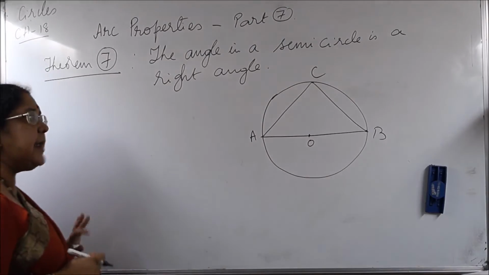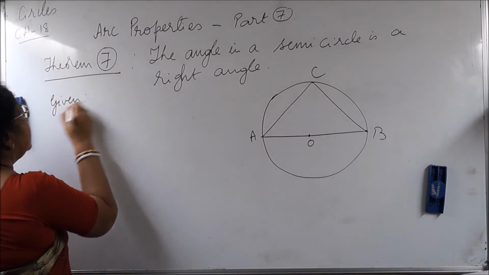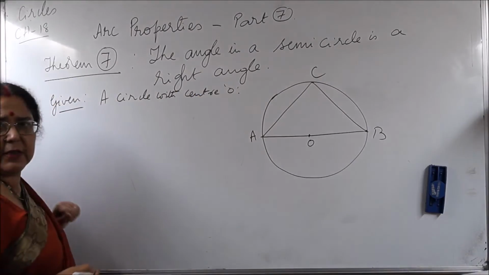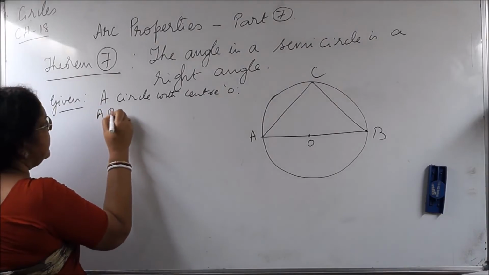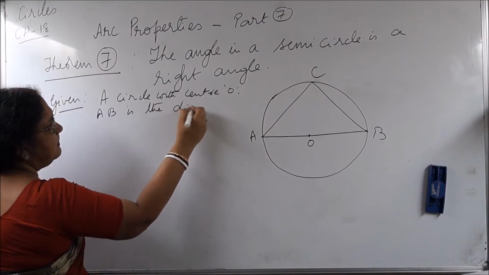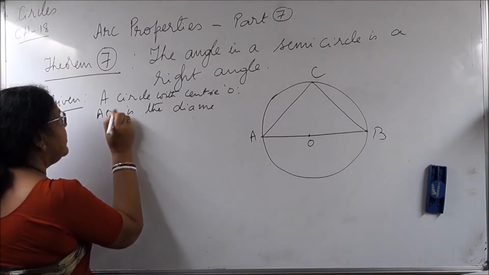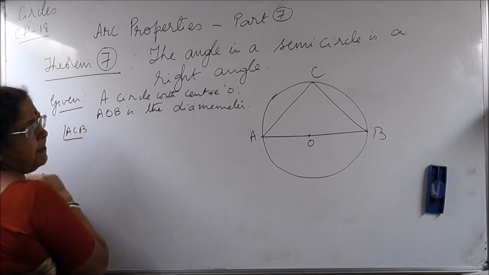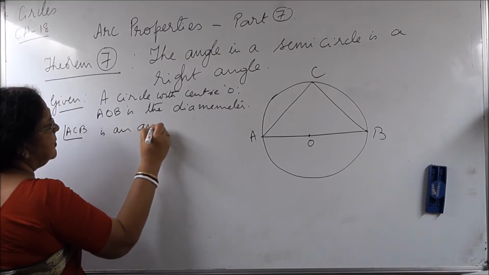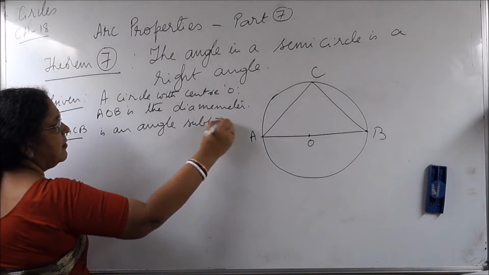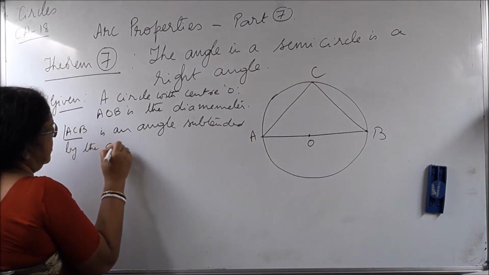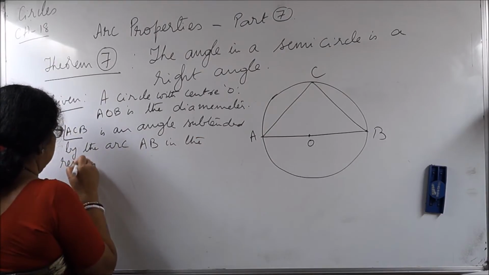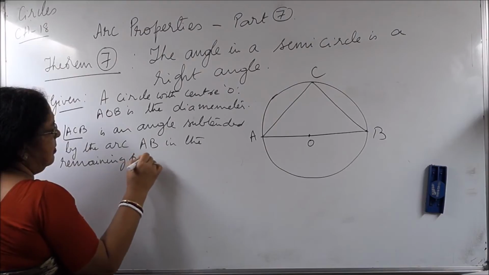We have already proved that it is 90 degrees. So now, what is given? Given is a circle with center O; in every theorem we will have this. Next, AB is the diameter, or you can say AOB is the diameter of the circle. Angle ACB is an angle subtended by the arc AB in the remaining part of the circle.